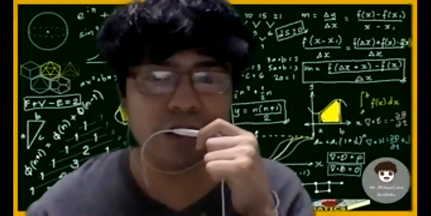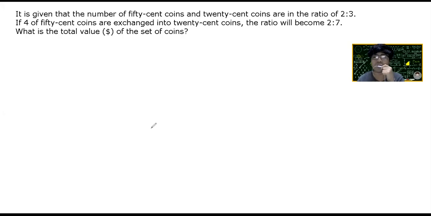To begin with, suppose this is the problem. It is given that the number of 50-cent coins and 20-cent coins are in the ratio of 2 is to 3. If 4 of 50-cent coins are exchanged into 20-cent coins, the ratio will become 2 is to 7. Question: what is the total value in dollars of the set of coins?